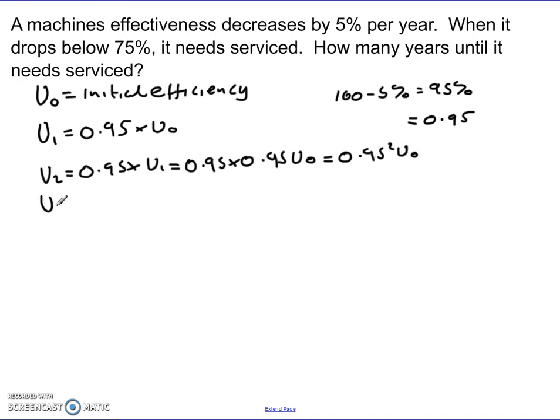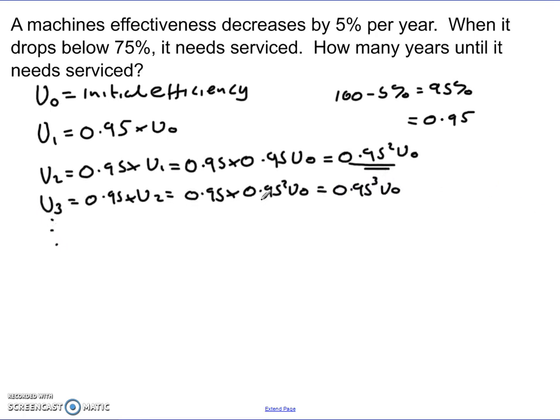And I can then continue that on to my third year again as well. It's going to be 0.95 times my second year's efficiency. And I know my second year's efficiency in terms of U0 is equal to that. So it's 0.95 times 0.95 squared U0, which again is 0.95 cubed U0. And we can start to notice this same general pattern forming for this one. So I'm able to say that Un equals 0.95 to the power of n times my initial efficiency.